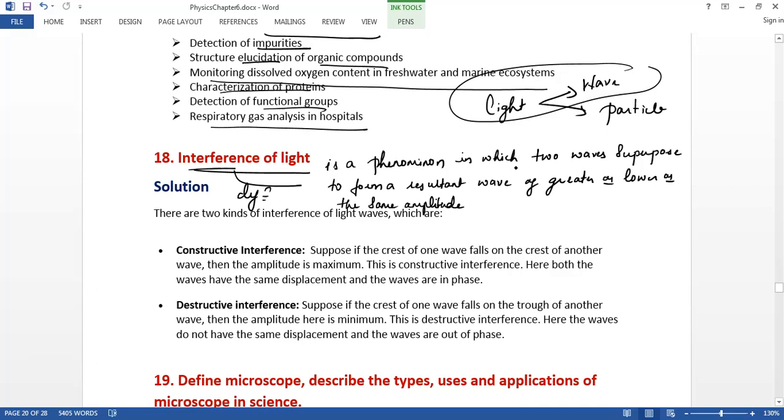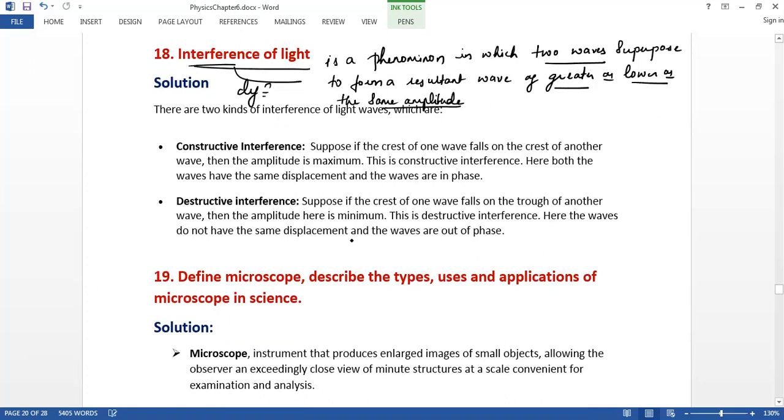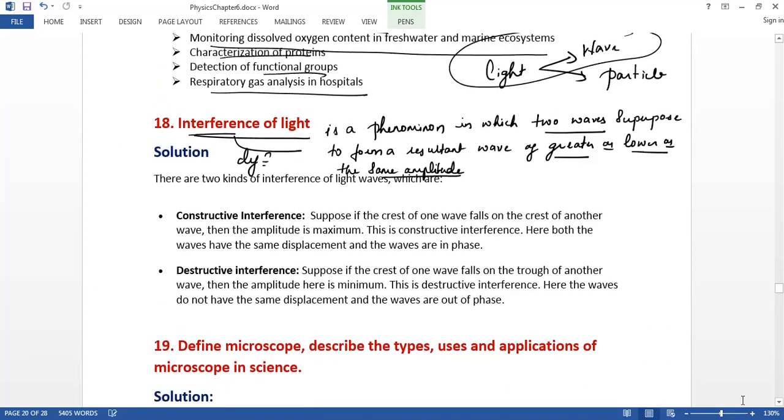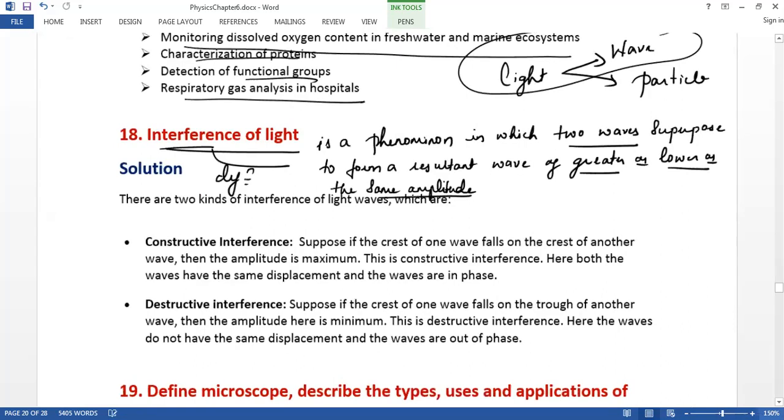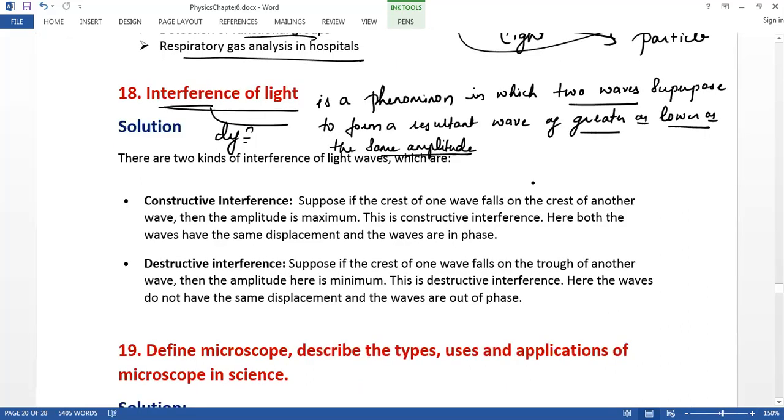That is, it is a phenomenon in which two waves, observe here, two waves superimpose to form a resultant wave of greater, lesser, or the same amplitude, which is called interference of light. There are two types, constructive and destructive interference, so let us understand them. I'll draw the diagram over here for constructive interference.